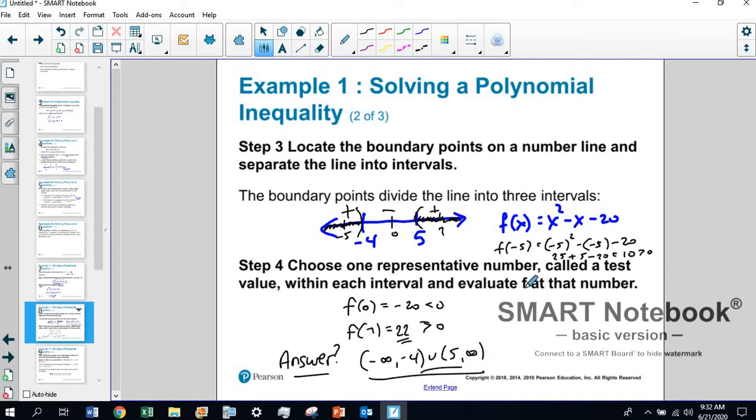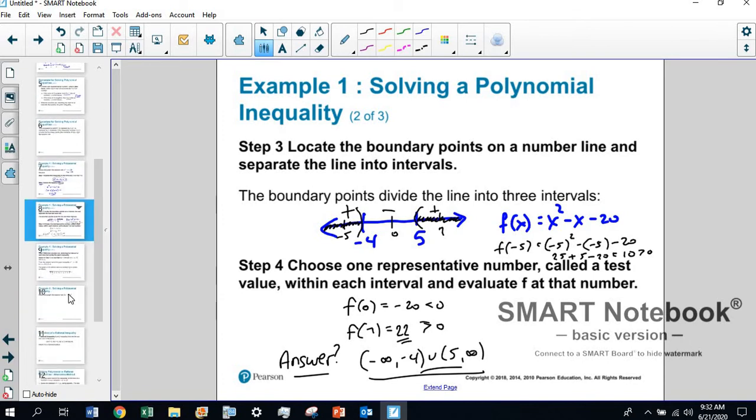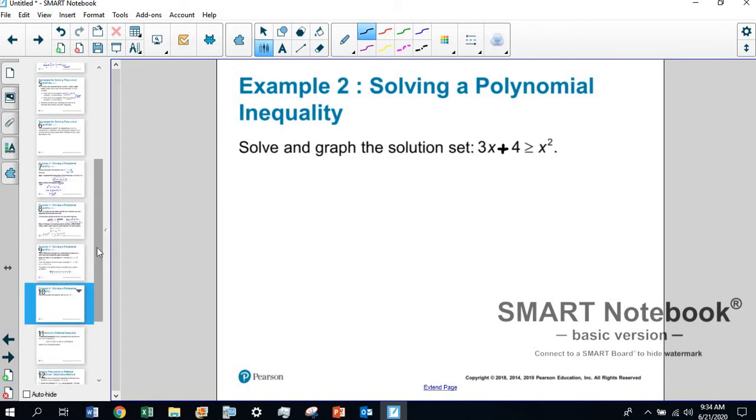So if this inequality had been less than 0, then I'd take the negative one, right? I'd take the numbers in between. But that's the process for it. So I want you guys to try it yourself. Here's a second inequality for you to attempt to solve. Pause the video at this point and take a look at that. 3x plus 4 greater than or equal to x squared, and solve that for me. And then I'll go over with you.